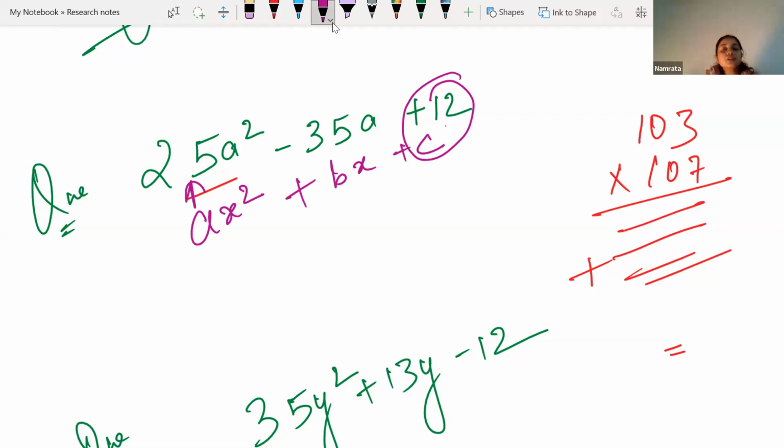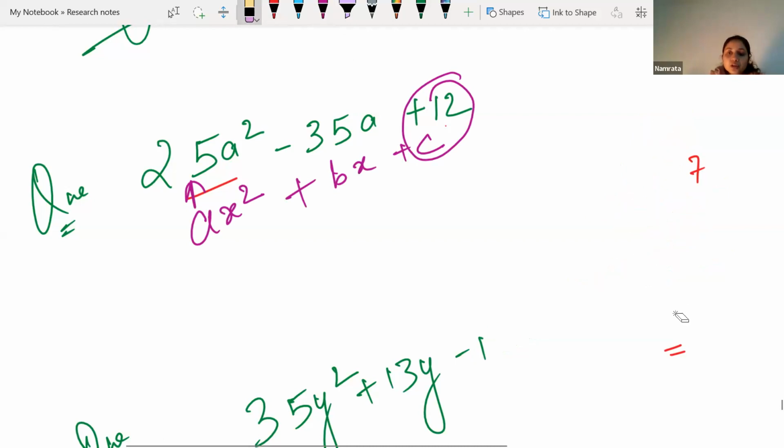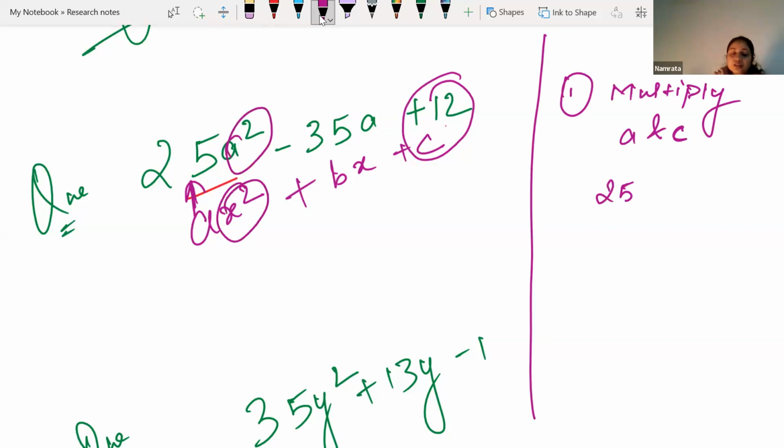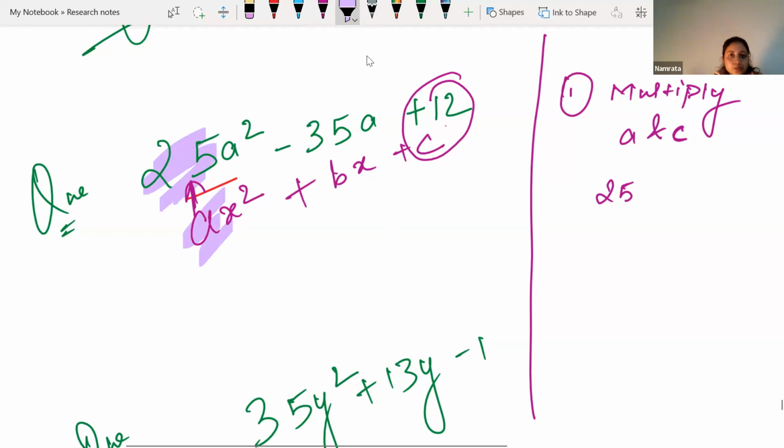So first thing first, we need to multiply a with c. I'm writing the steps over here. We need to follow these steps while solving any quadratic expression. So the first step is to multiply a and c. What is there at the place of a? 25. Please don't get confused. This is a square, this is x square. It's the same thing. The variable is squared, and the constant number in front of the variable having power 2 is called the value of a. That's why I am saying this 25 is the value of a.